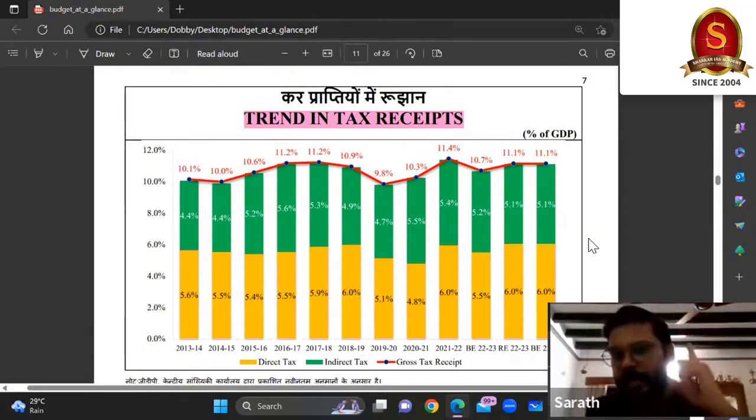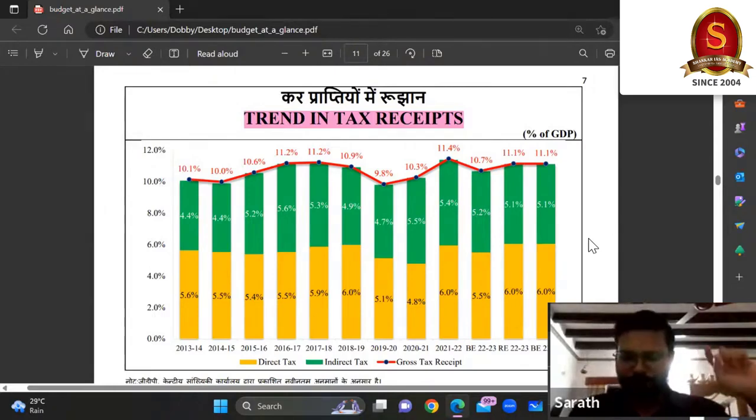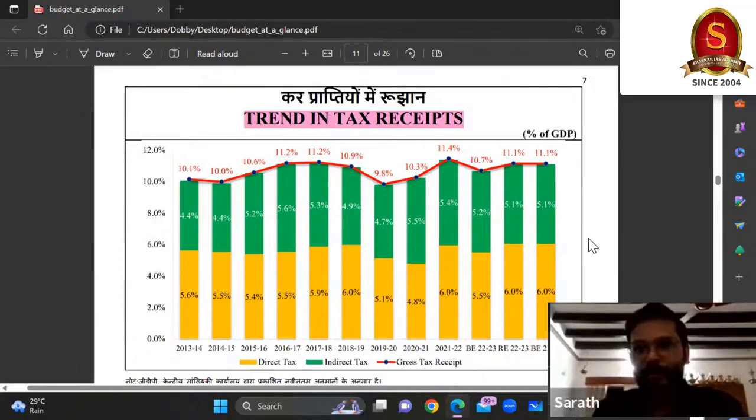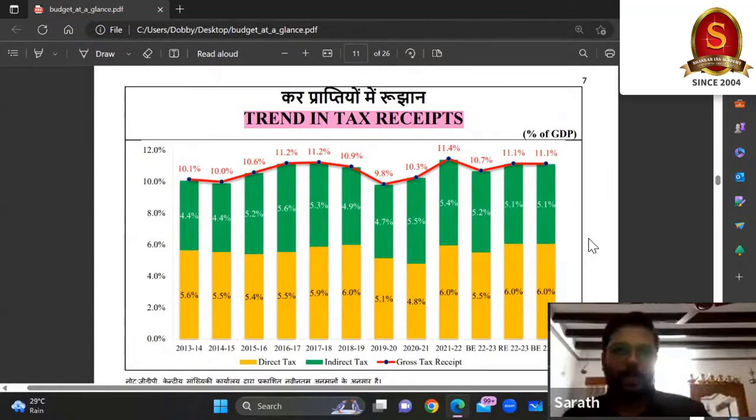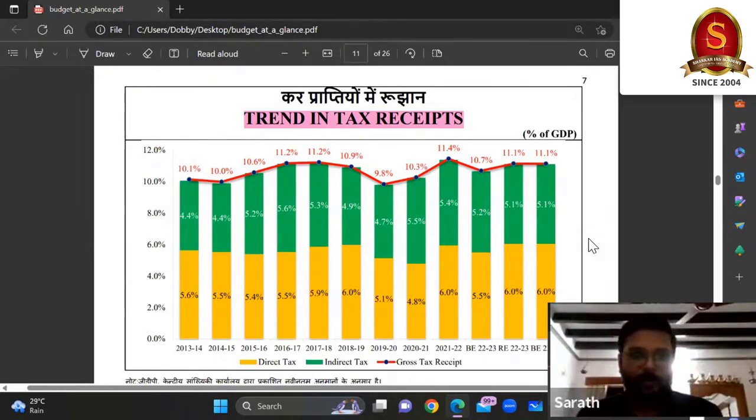We know that already. Remember in the government expenditure part, consumption expenditure is 60%, investment expenditure is 30%, and 10% is in the form of government expenditure. So if the government has to spend, they have to get money in the form of taxes, right? So only through taxes will they be able to spend. So how much should taxes be as a percentage of GDP? Roughly around 10%. That will hold true. But the question is, has it been increasing? Take a look at the red line. Is it a straight upward moving line? No. It is not a straight upward moving line. It is moving in all directions: 10.1, 10, 10.6, 11.2, 11.2, 10.9, 9.8, 10.3. It is moving all over the place. As a percentage, the likelihood of a consistent change is very, very low.